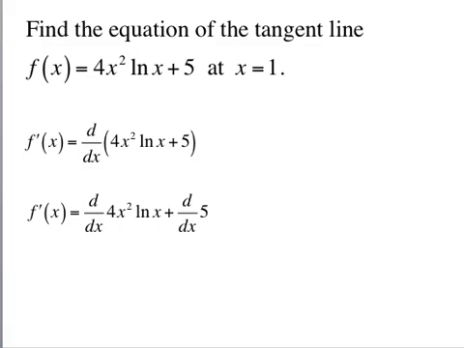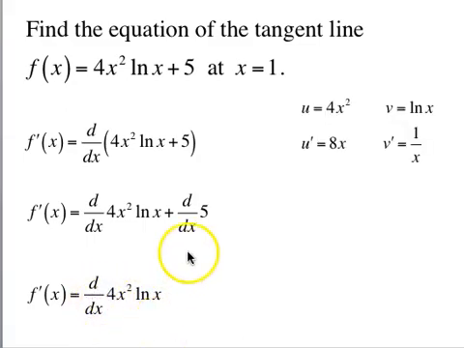We think of f(x) = 5 as a function. It's a constant function. It's horizontal. Its slope is 0. So the derivative is simply going to be the derivative of 4x² ln x, which will require us to use the product rule. Remember, the derivative of a product uv is u'v + uv'. So we'll let u = 4x² and v = ln x. The derivative of 4x² is 8x. The derivative of ln x is 1/x.